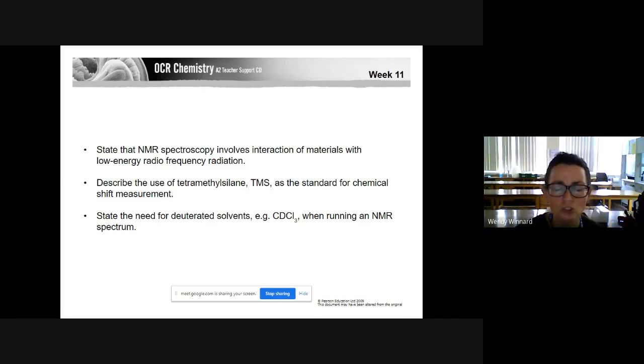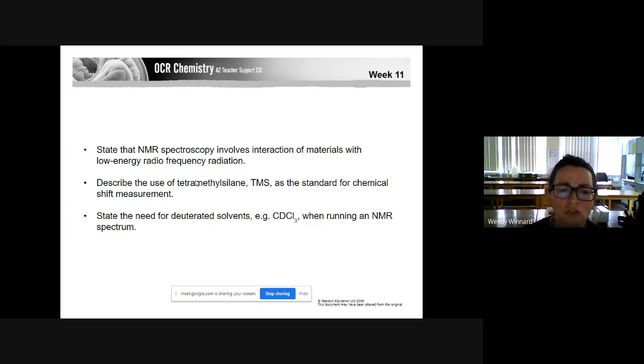Now, they can only do this if they're submerged in a magnetic field, and the magnetic field causes the nucleus of some atoms to behave like a tiny bar magnet. What we then do is pulse it with radio waves, and it absorbs the radio waves and it flips. I'm not going to go into NMR itself. I want to go into how it's used to determine where those atoms are.